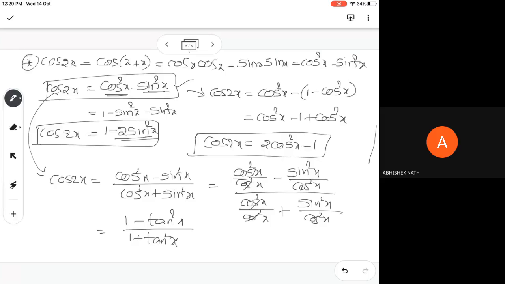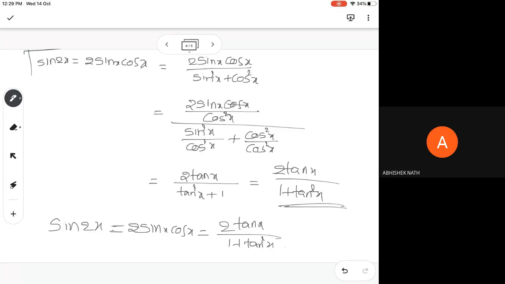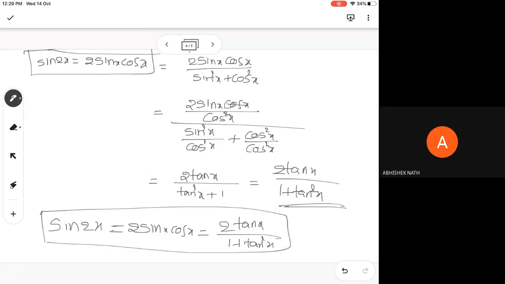So for cos 2x, you have to remember all these formulas. Depending upon the situation, whatever is useful to you, that we have to use. Sin 2x is equal to 2 sin x cos x, and also 2 tan x by 1 plus tan square x. And whenever you take 2 tan x by 1 plus tan square x, x should not be equal to n pi plus pi by 2.